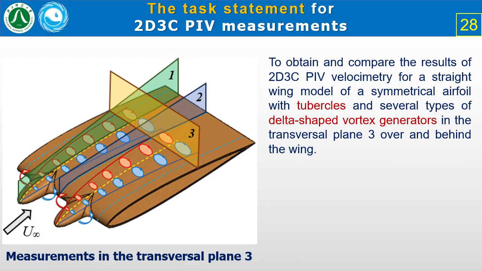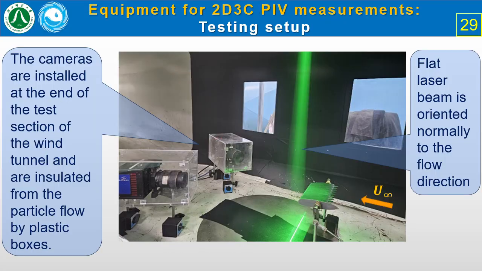In addition to the previous measurements, it is very important and interesting to be able to get the section of the streamwise generated vortices with the plane normal to their axis. I mean the transversal plane 3. And the next part of this study is dedicated to this problem solving. The testing setup for this two-dimensional three-componental case is presented by this slide, and you can see that in this case we need to use not one but two CCD cameras.